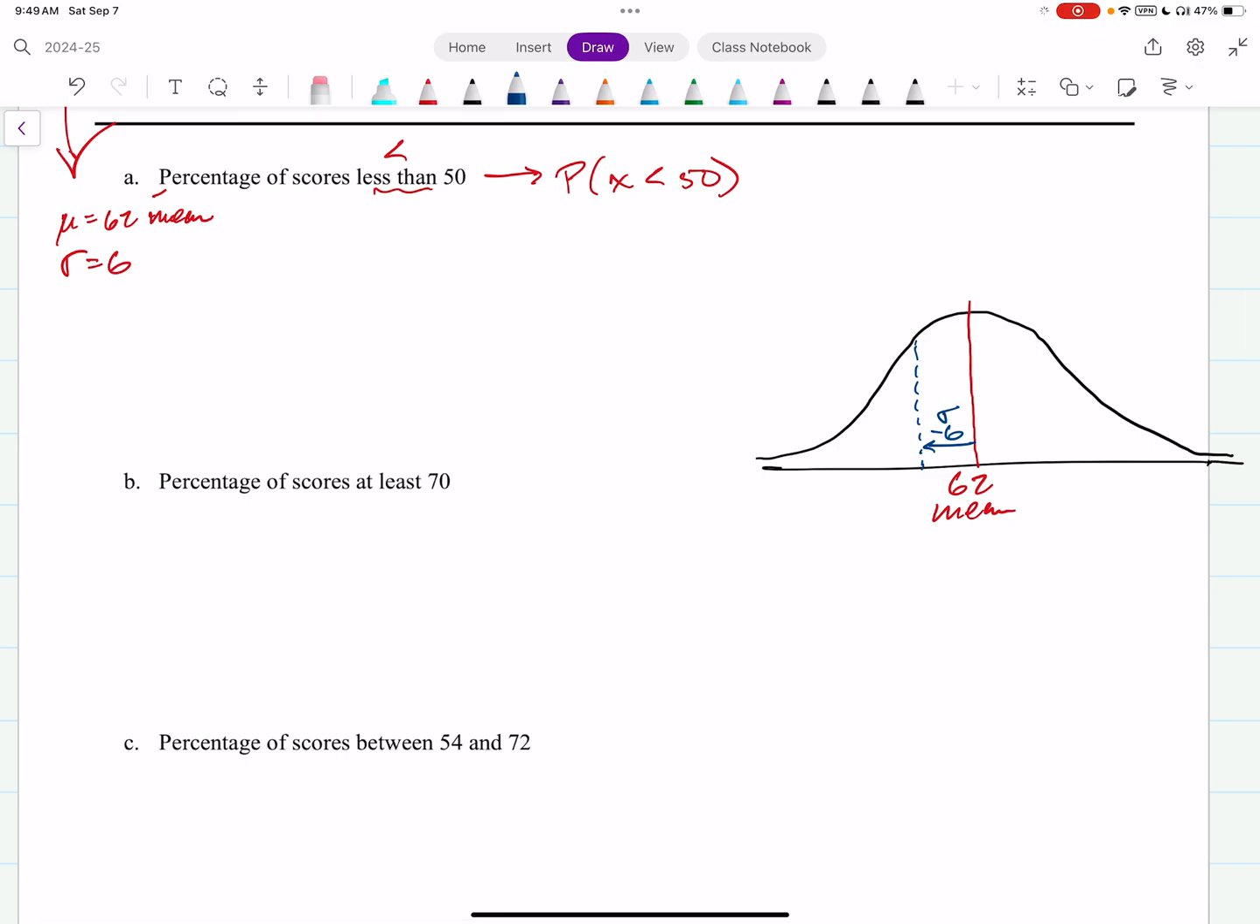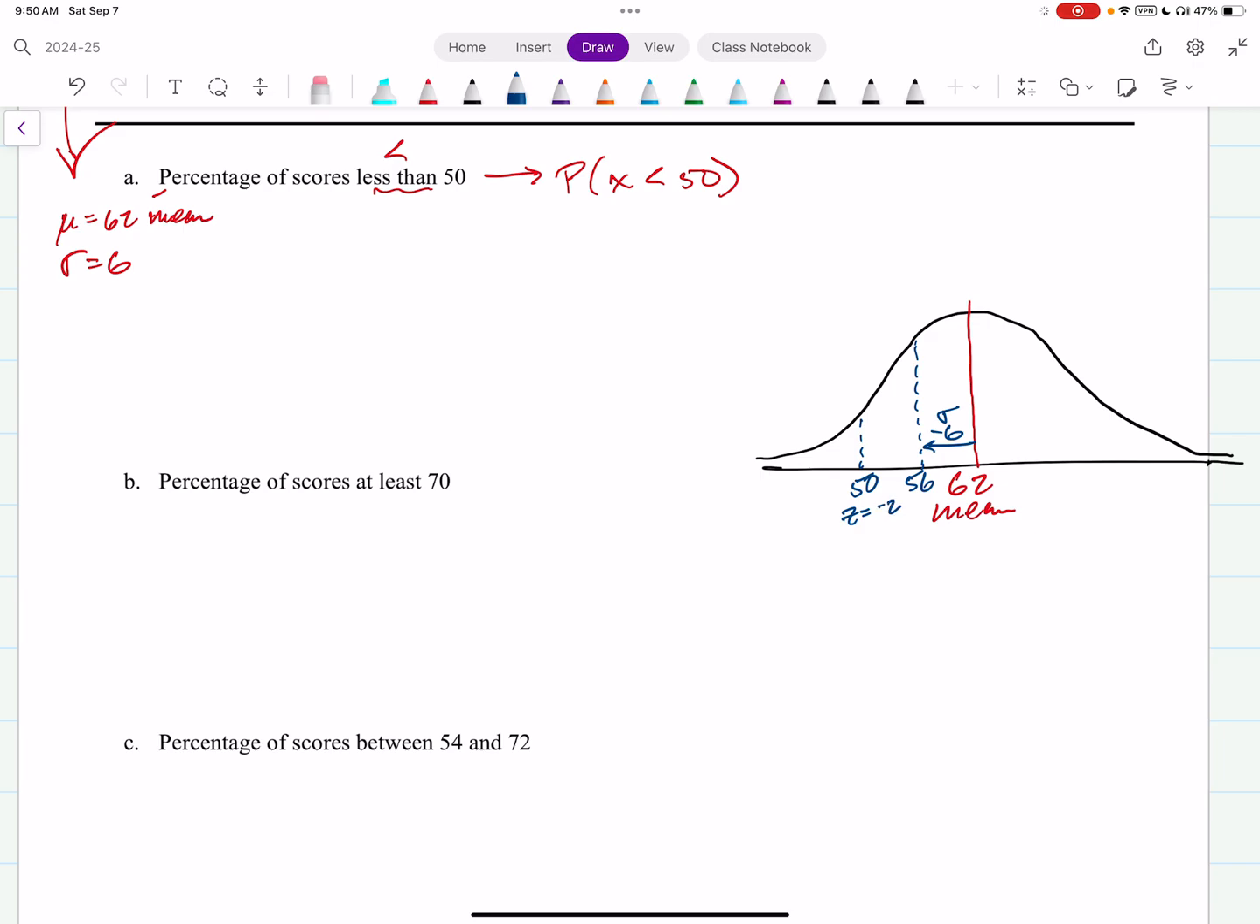Okay, so we're going to subtract 6 to the left. We add 6 to the right if we had a score greater than 62. We'll do that next. Right now, 50 is obviously less than 62. So how many standard deviations to the left is that? Well, 62 minus 6 is 56. So if you go 2 standard deviations to the left, that's 50. That corresponds to a z-value of -2.